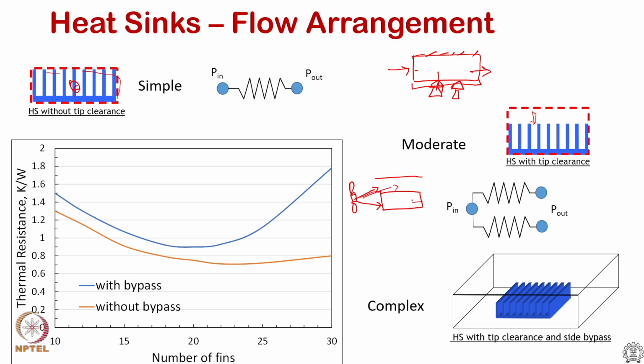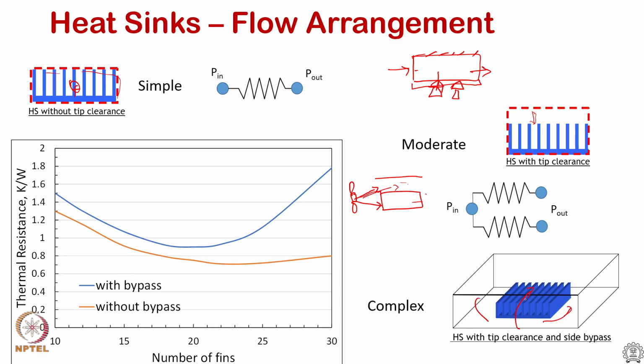So, you have a situation where you have a pressure difference on the top and bottom. However, the pressure drop will be the same, and if some flow will bypass and take the least resistive path, it will go through this. So, you can have a situation as shown here. So, what happens to the heat sink design? And the more complex arrangement is where there is bypass on the sides, on the top, and so on.